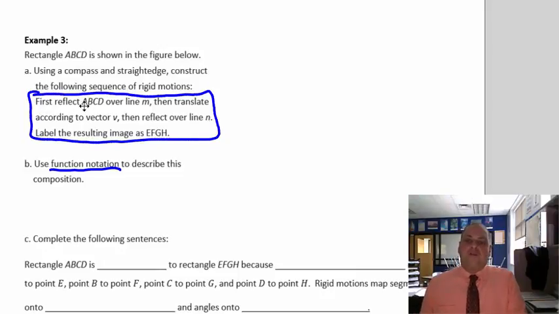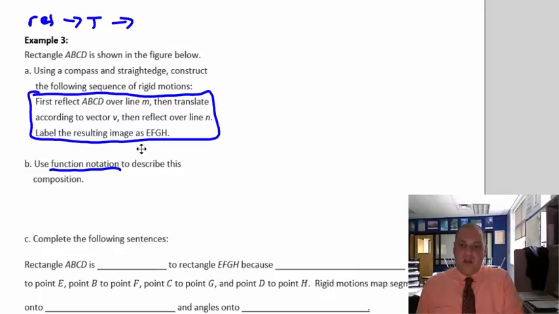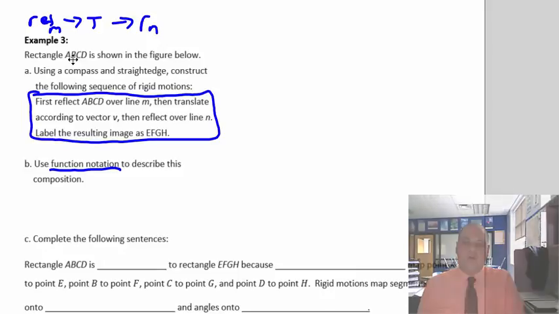So first reflect ABCD over line M. Reflect over line M. But again, it's got to go backwards, right? Then translate. So let's write this out. It's reflect, then translate, then reflect again. So it's reflect over M, then translate, then reflect over N. That's what we're doing here.